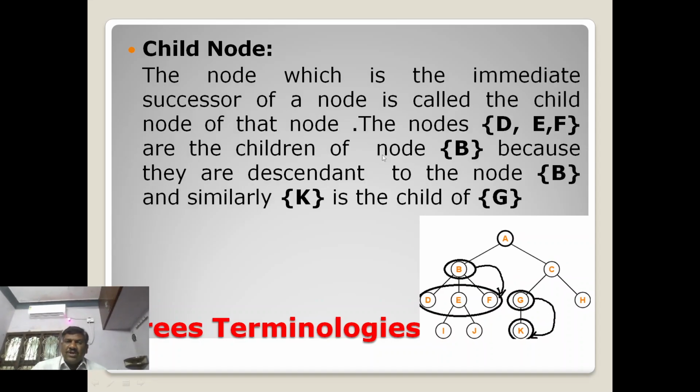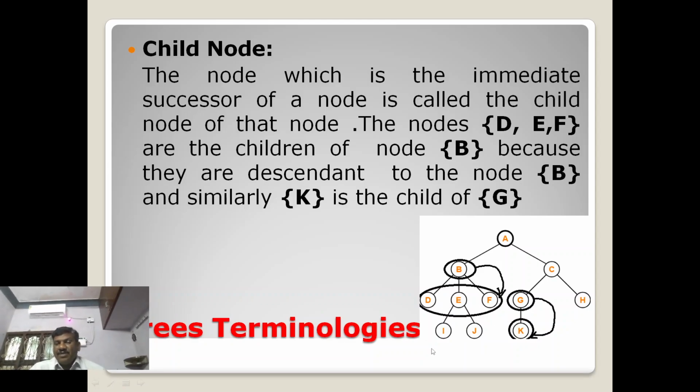Similarly, you must know what is a child node. The successor node. From B, I have some successors. Say from B, at the next level, I am having D, E and F, which are connected to this B node. Then these nodes are said to be the children of B. So B has 3 children.